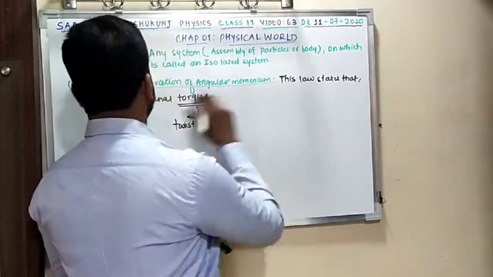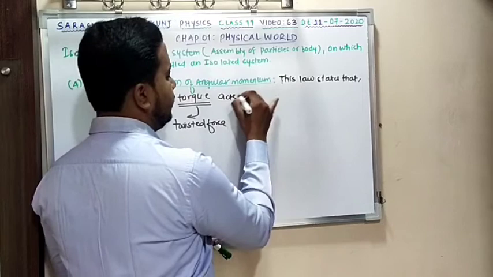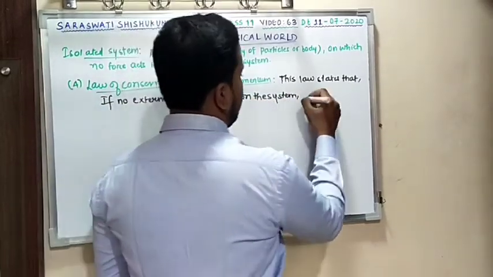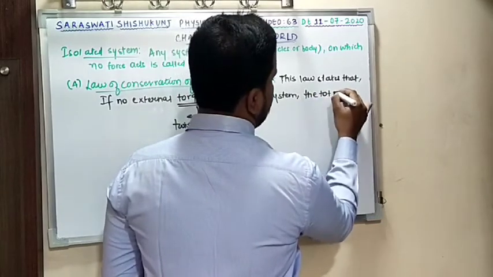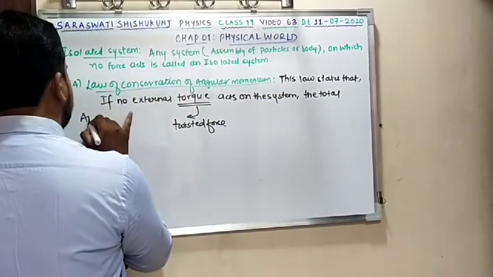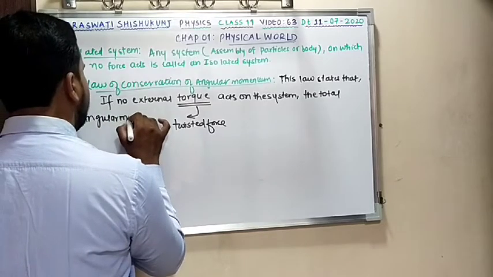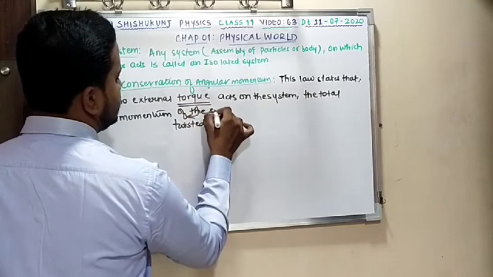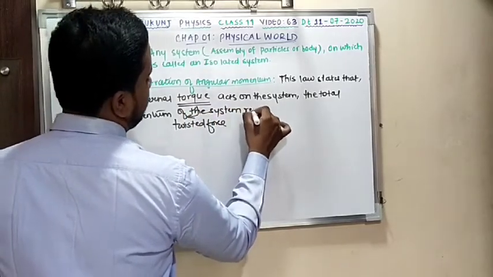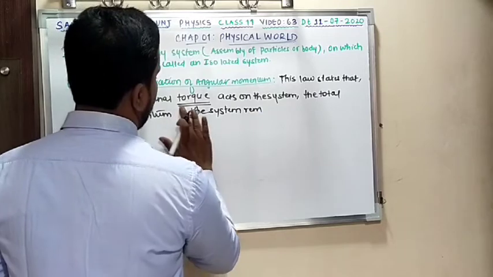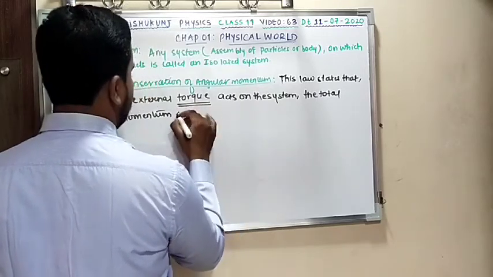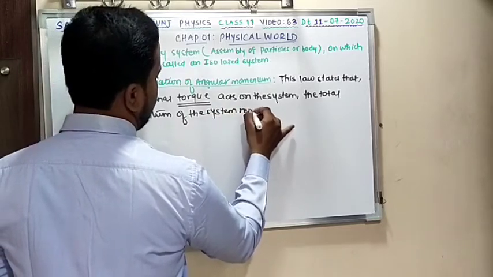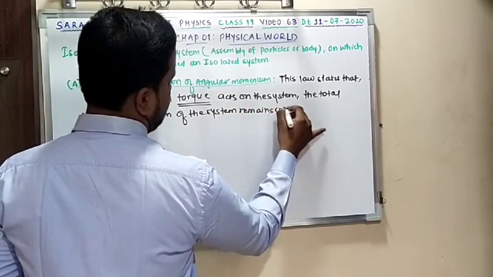So this law states that if no external torque acts on the system, the total angular momentum of the system remains constant. So is this clear with the statement?